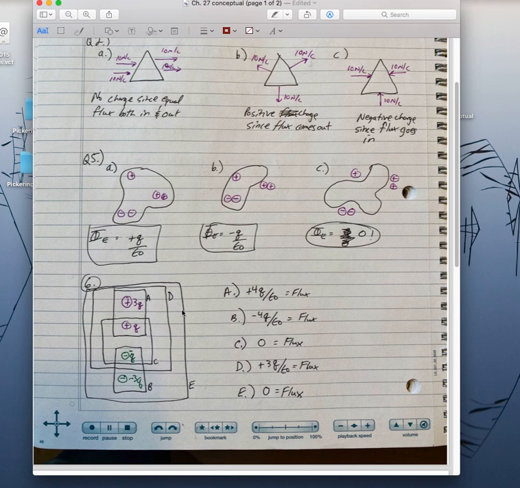Here, this is a really nice one. So A is +4Q over epsilon sub 0. B, -4Q over epsilon sub 0. C is 0, because no net charge. E, also 0, because no net charge. D, +3.